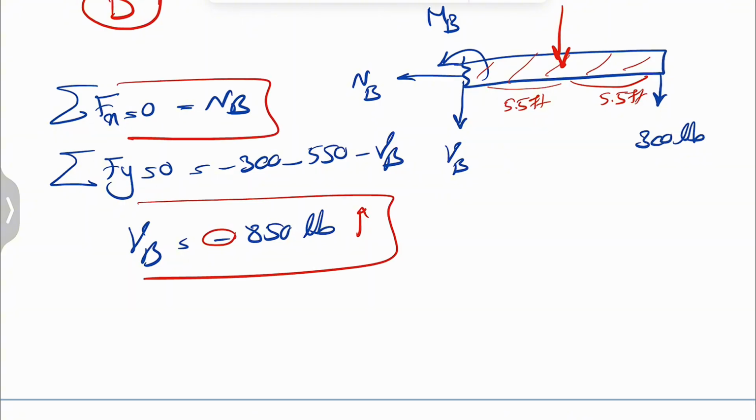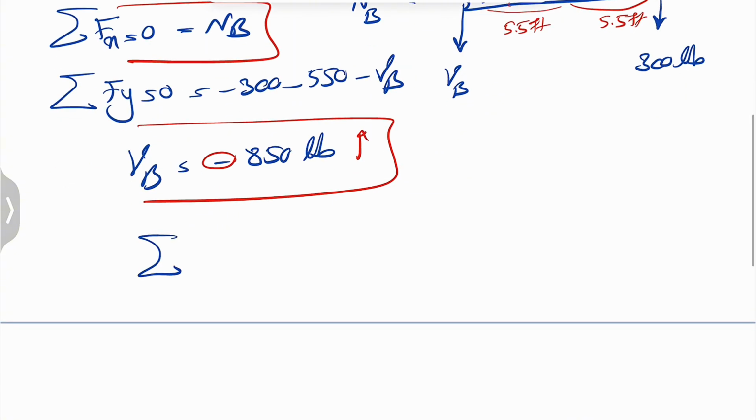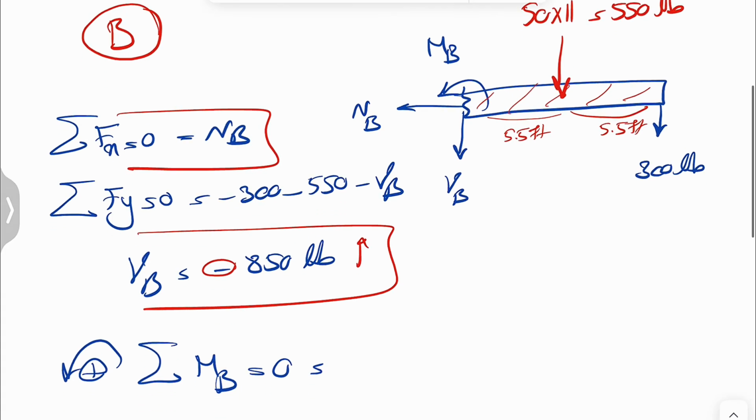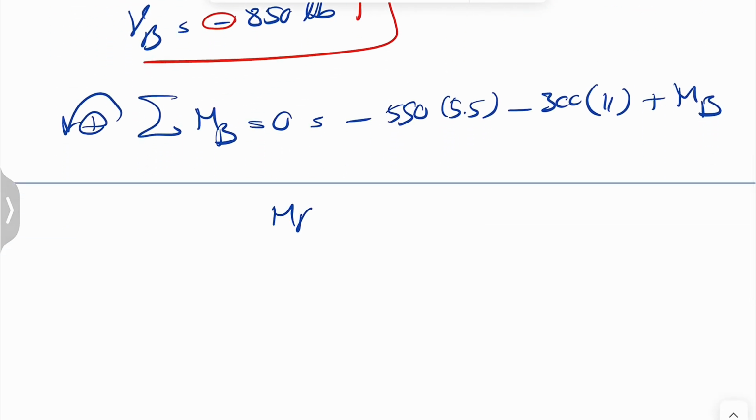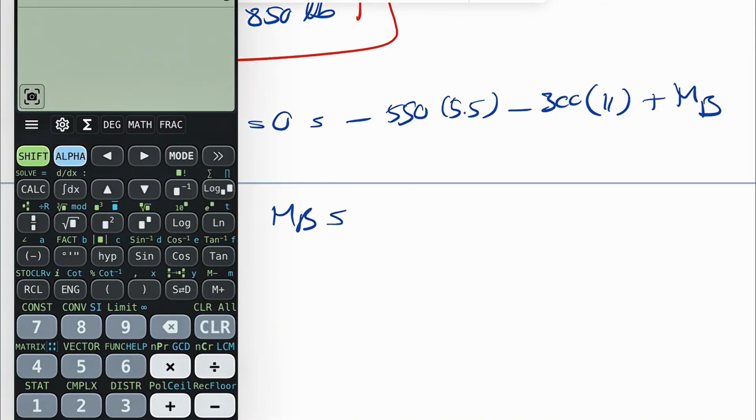So second and the last one, the moment about B again, equals 0. So we have the moment of the weight again, because it's clockwise, it will be negative times 5.5. Same for the 300 clockwise times 11, plus MB. So the moment about B will be 55 times 55 plus 3300.